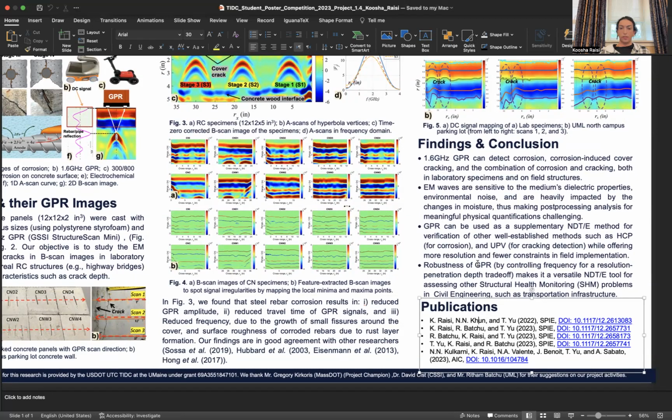And for robustness of GPR, one of the good characteristics about it is that we can control the frequency and other radar parameters, such as polarization and cross-section, the antenna, to control the resolution and penetration depth. But there's a trade-off, as I said, less depth, more resolution, more noise susceptibility, more clutter. And it makes it a versatile tool, actually. It's pretty cool that it has all these options for structural health monitoring problems in civil engineering, such as transportation infrastructure like concrete bridges, which we are very interested in.